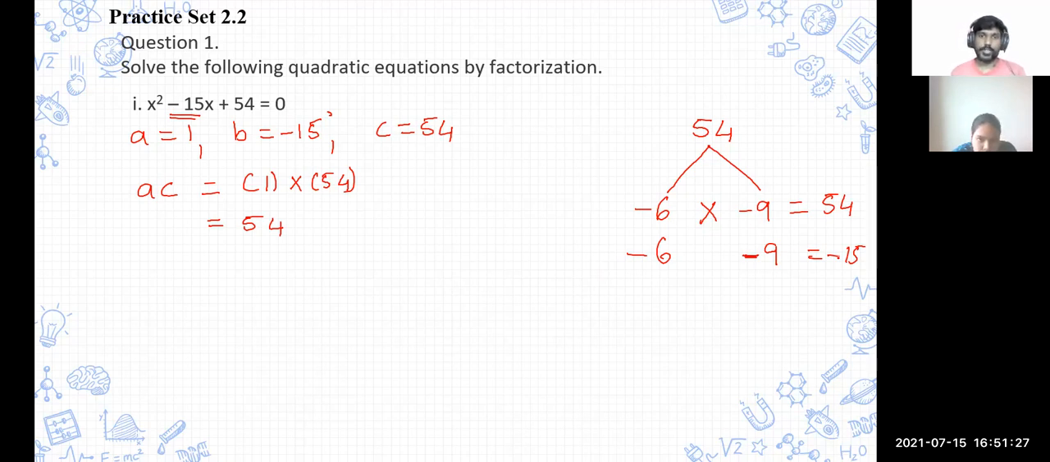Did you understand up to here? So multiplication you should get 54, which is C, and addition or subtraction you should get B. Our school told us that you should get minus 15 as the answer if you add or subtract. So we got minus 15. That is B.